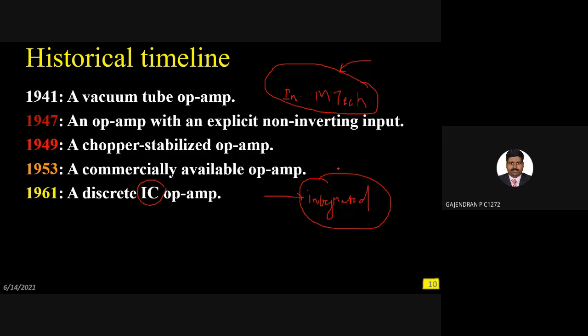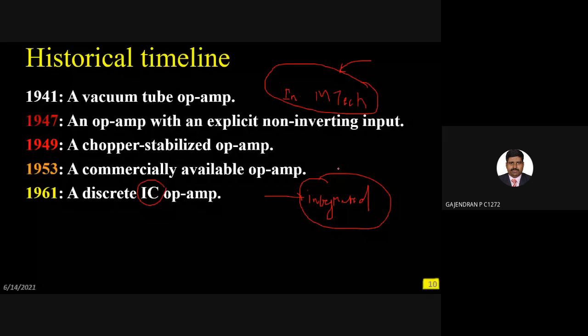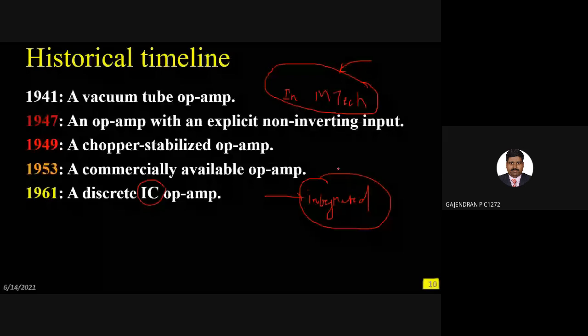Inside a chip, many circuits will be there. Inside an IC, nearly 1,000 amplifiers can be there, varieties of amplifiers, voltage followers, level shifters. So many circuits will be there inside an IC.